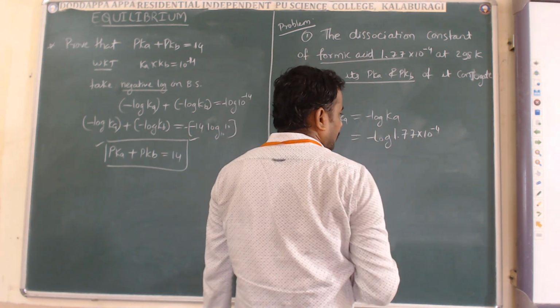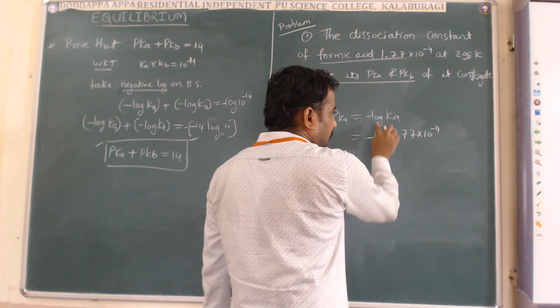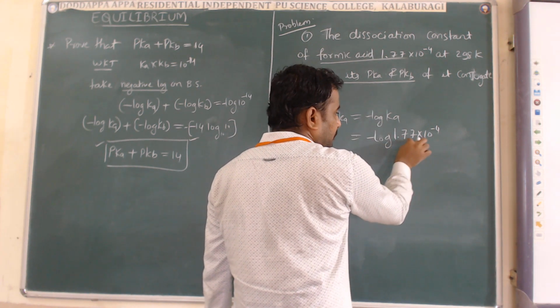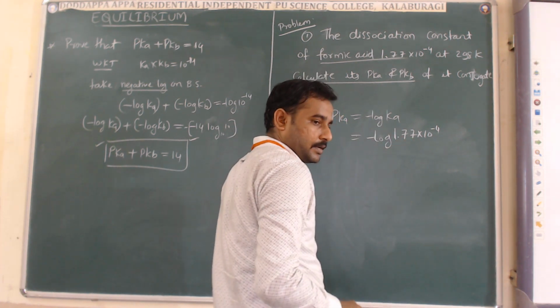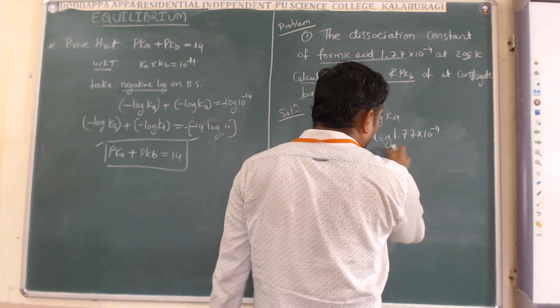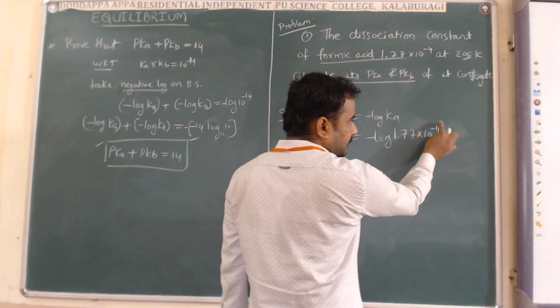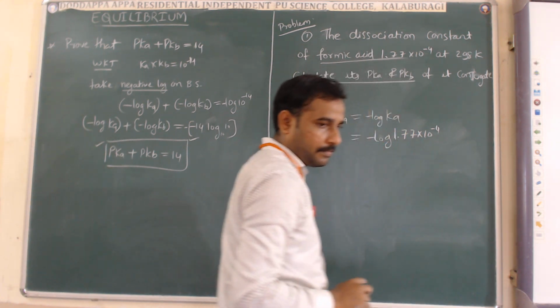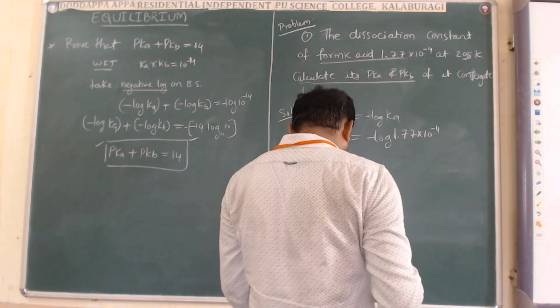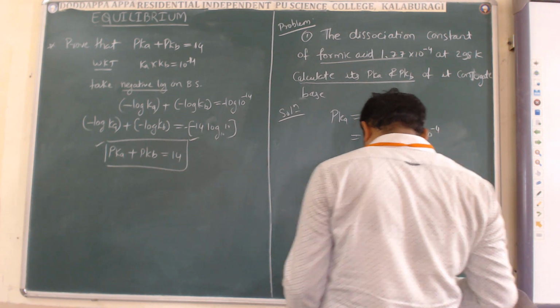Log of minus negative logarithm of 1.77 into 10 raised to minus 4 is there. So when you see this one, log A into B is there. This has the 1.77 as A and this one as B. Okay, so how to solve this one? A into B is there means how to write this down?